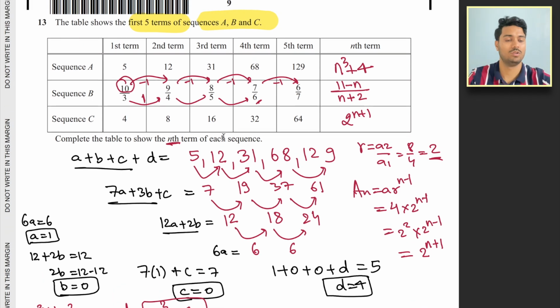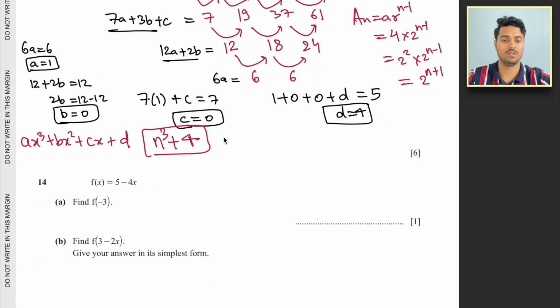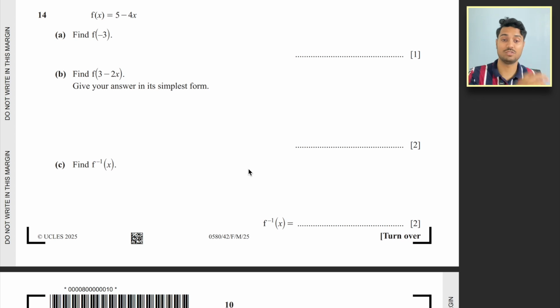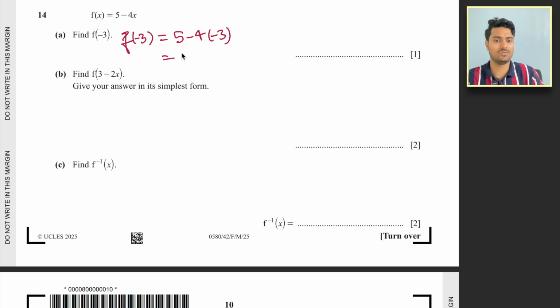Let's move on to the next question, question number 14, which is based on functions. We have f of x equals 5 minus 4x. They're telling us to find f of negative 3. So let's put negative 3 here. We will get f of negative 3 is equal to 5 minus 4 times minus 3. So 5 plus 12, that is 17.